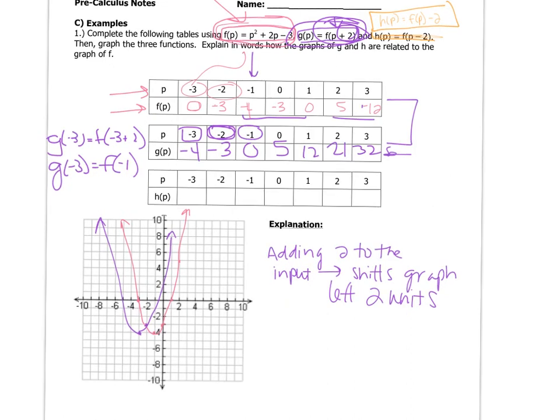So this time, function h, I'm taking f of p values and subtracting 2. So I'm changing the output here. Really all we have to do is go back to those original f of p values, take all of those, and subtract 2 from it. So here, h of negative 3 is taking that f of p value and subtracting 2, so negative 2. h of negative 2 is taking the corresponding f of p value, subtracting 2, so negative 5, and so on. So I'm taking all of these output values and subtracting 2.